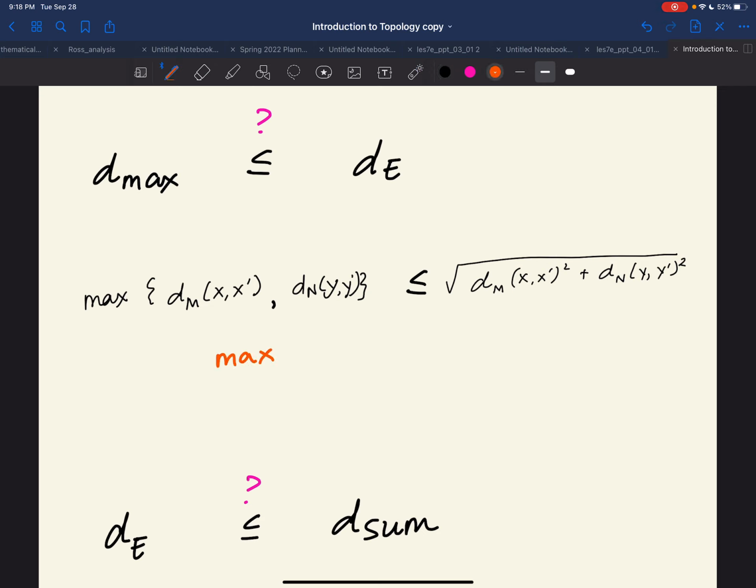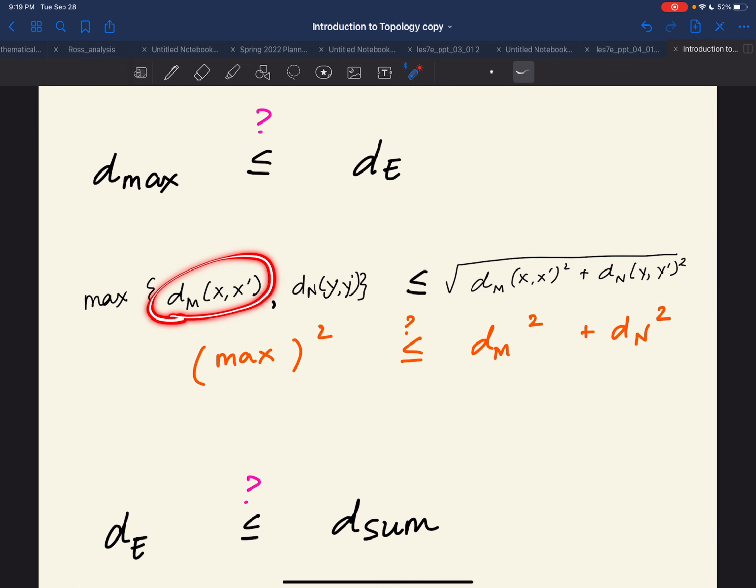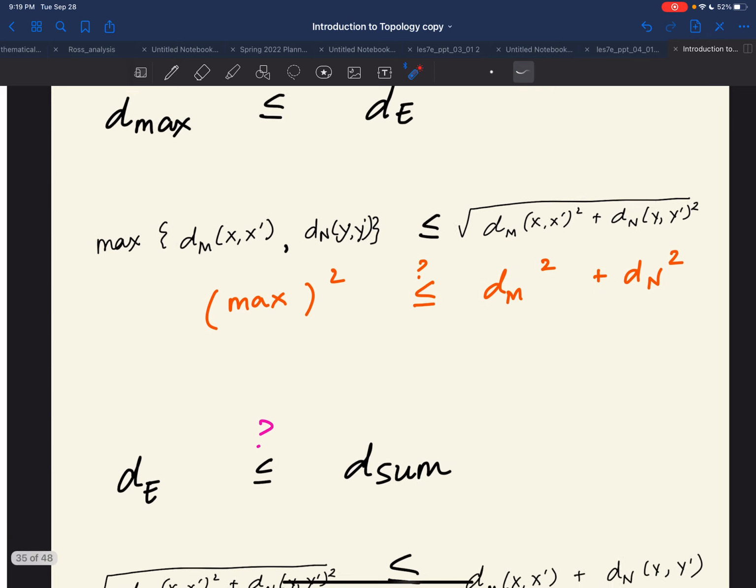So if we had the max squared, is that less than or equal to the distance in the first coordinate squared plus the distance in the second coordinate squared? And the answer is obviously yes, because the max is either going to be this or this, right? And so if we square the max, we're either going to get this one or that one, right? And since the distance squared is a non-negative number, this is going to be less than or equal to the sum of both of these because it's going to be one of these, okay?